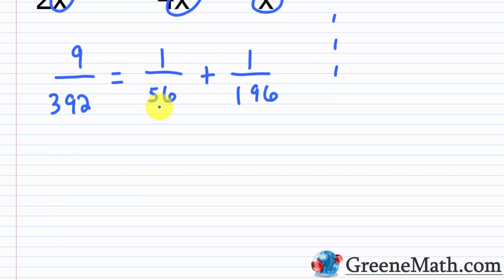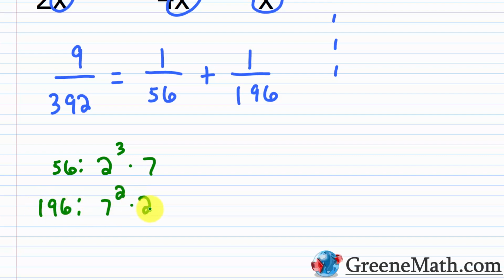We would think about getting a common denominator. I know 56 is 8 times 7, right? 8 is 2 cubed, then times 7. We know that 196 was built from 14 times 14, right? 14 is 7 times 2. So I can say 196 is what? It's 7 squared times 2 squared.